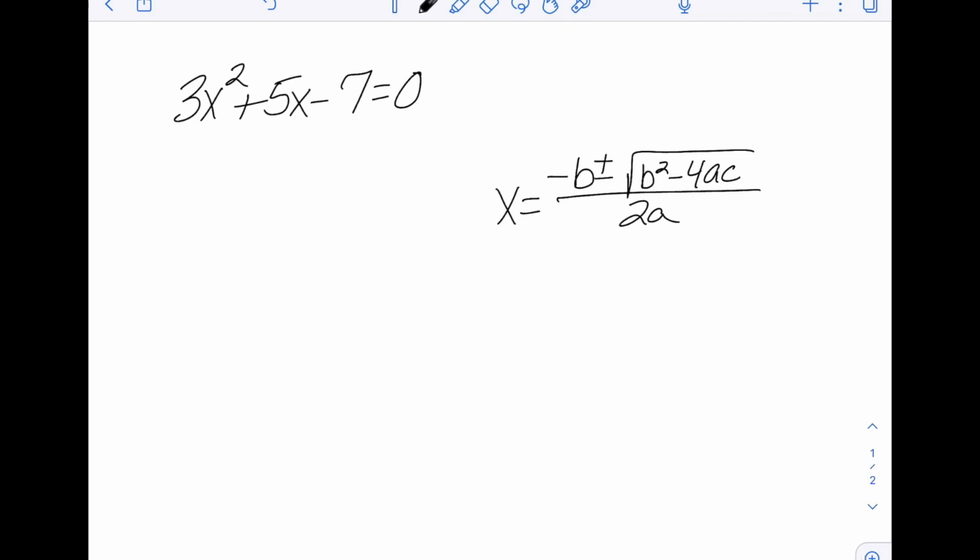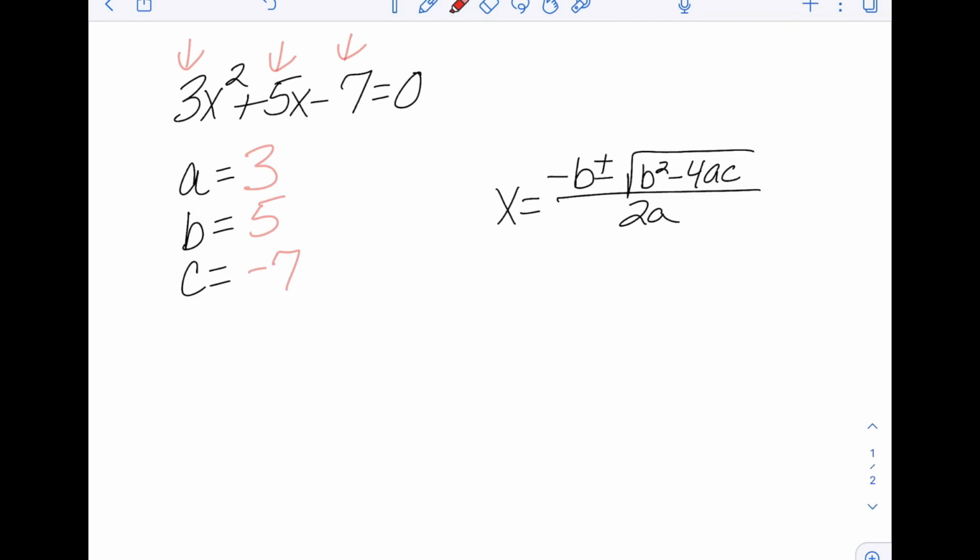The first thing we need to do is identify the a, the b, and the c. We will be using those variables in the quadratic equation. So we look at our equation in standard form, ax squared plus bx plus c. So the a is 3, the b is 5, and the c is -7. Do not forget the minus sign.